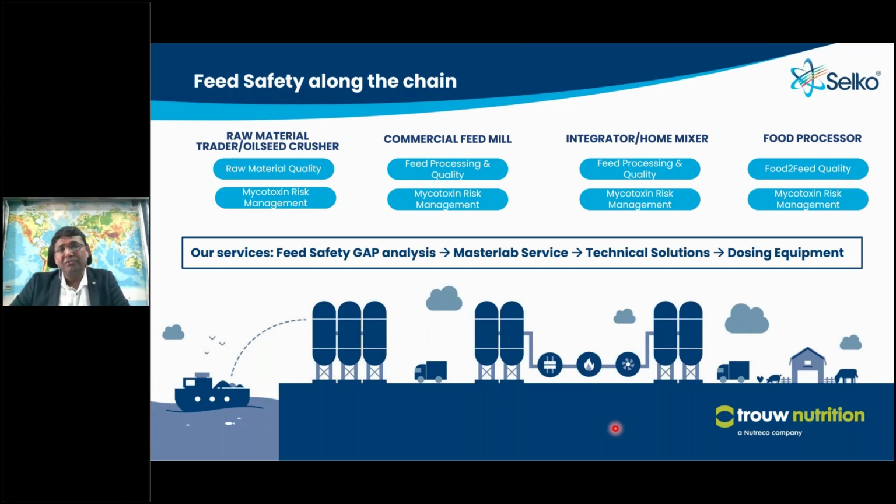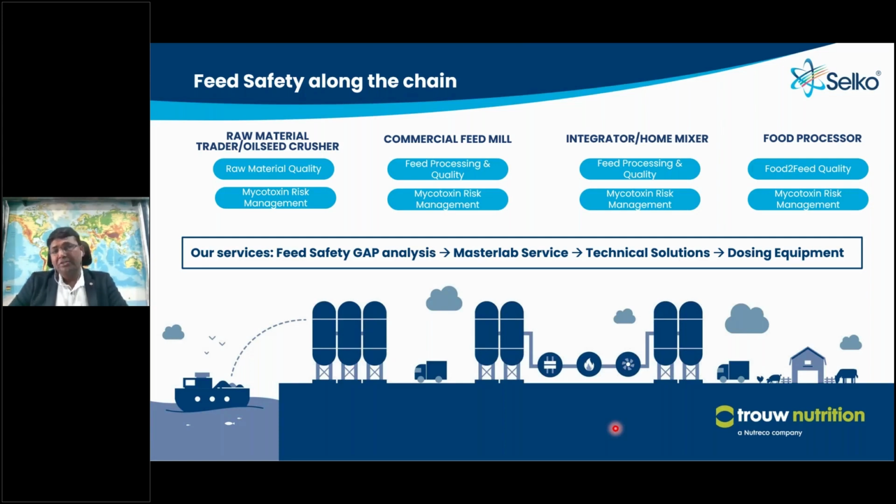And then you go to the commercial feed mill where you produce the feed. There again, feed processing, moisture loss, and quality control in terms of microbes and mycotoxins become an important aspect. Then you move on to the integrators and home mixers. Of course, they have their own feed mills, of different capacity depending upon the population. So there again, feed processing, quality, microbial contamination, and mycotoxin contamination have to be dealt with in detail.